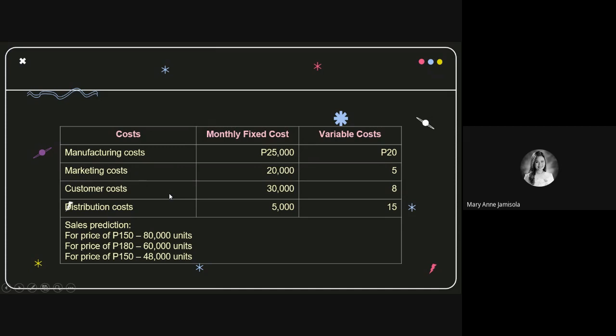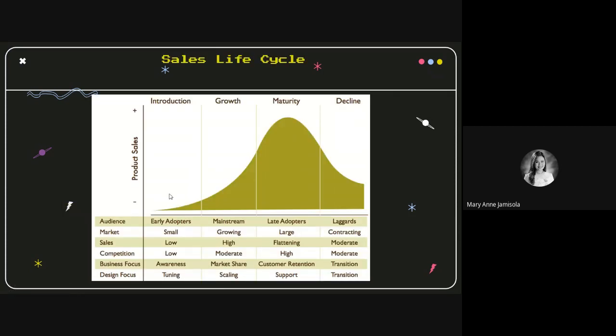Let's proceed to the sales life cycle. So the sales life cycle again is the sequence of phases in the product's or the service's life in the market. Okay, we have the introduction of the product, then growth, maturity, and then decline.